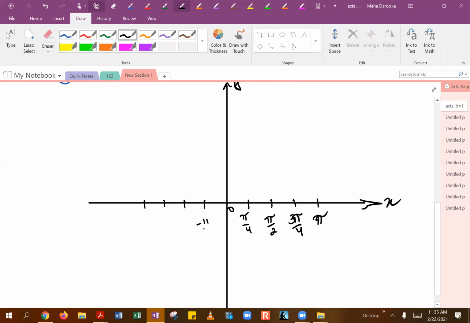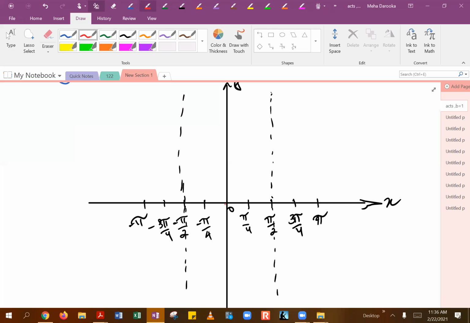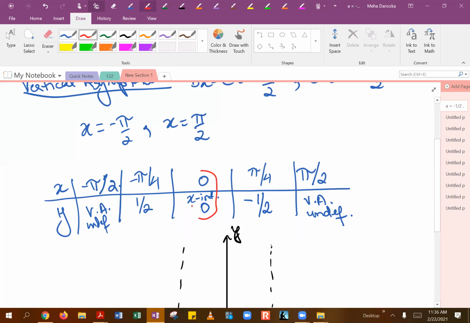Because we do have to graph at least 2 periods, it's kind of nice to have these extra x values in here so we know what that would end up looking like. All right, so we know at negative pi halves, we have a vertical asymptote. Positive pi halves, we also have a vertical asymptote, and then we know our graph has an x-intercept at the origin, 0, 0, which is this point right over here.